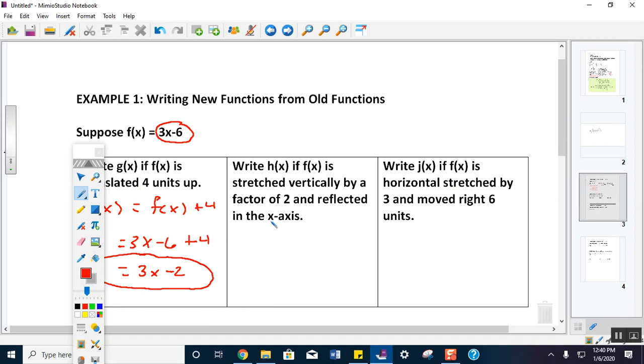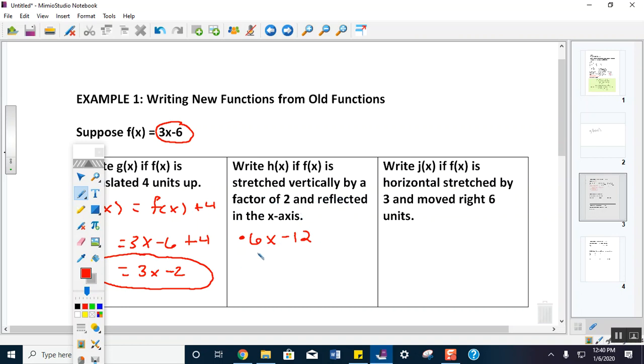We know. So I might choose to break this up in steps. A vertical stretch of 2 would take the original function completely and do what? Multiply it by 2. So 3x minus 6 would turn into what, kids? 6x minus 12. That's the first one. That's going to stretch that vertically by a factor of 2.